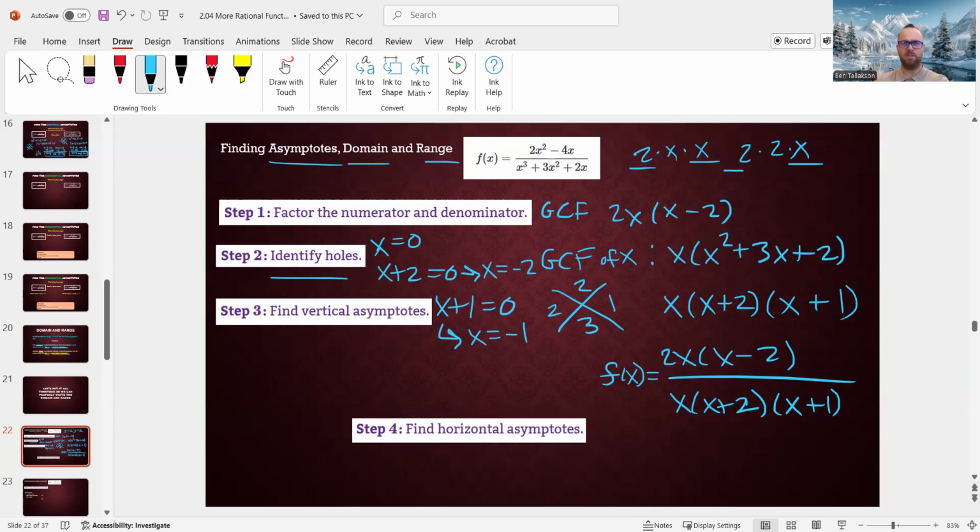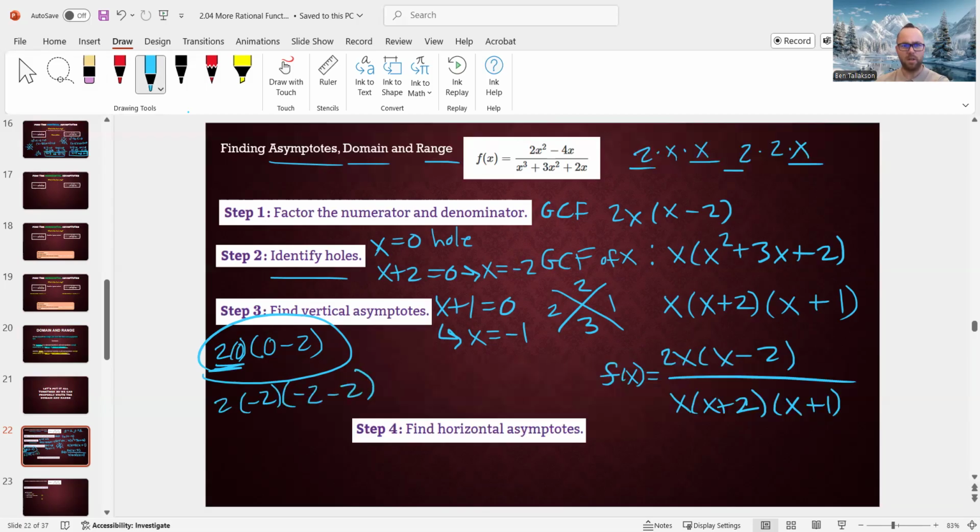Identify holes. Well, let's see. The numerator is not too complex, right? We could work that out. I'll just do that over here on the side. 2 times 0 times 0 minus 2. Well, 2 times 0 is 0, so that would make the numerator 0. So we know there is a hole with that x value. 2 times negative 2, and then in here we have negative 2 minus 2.